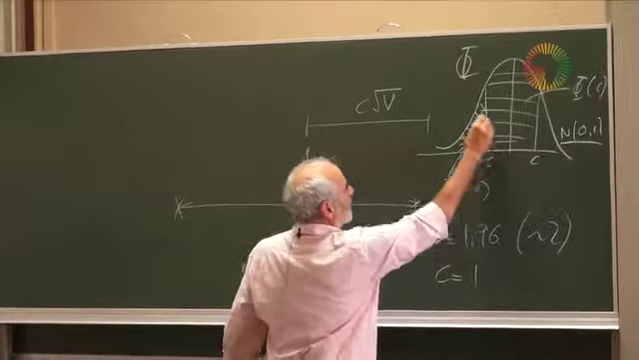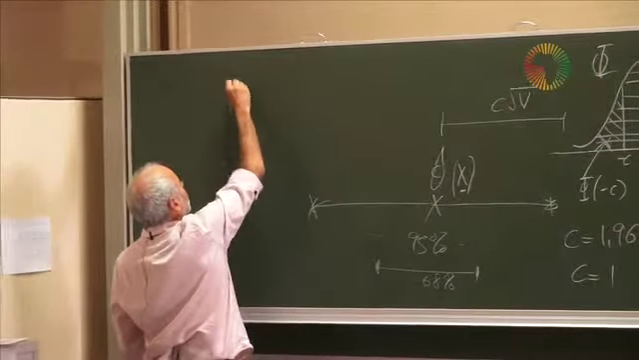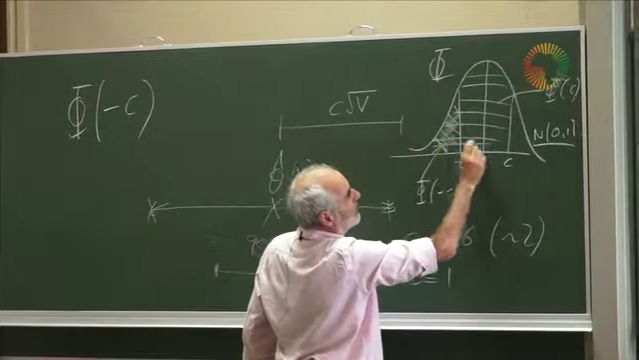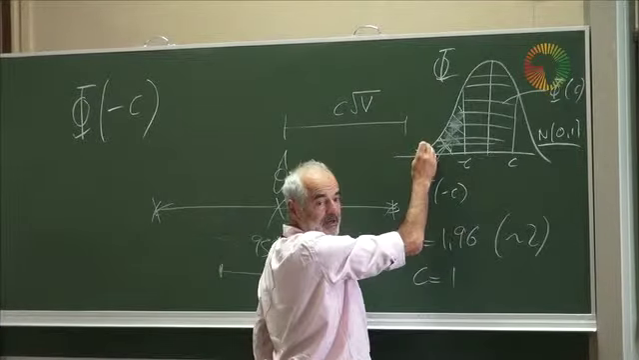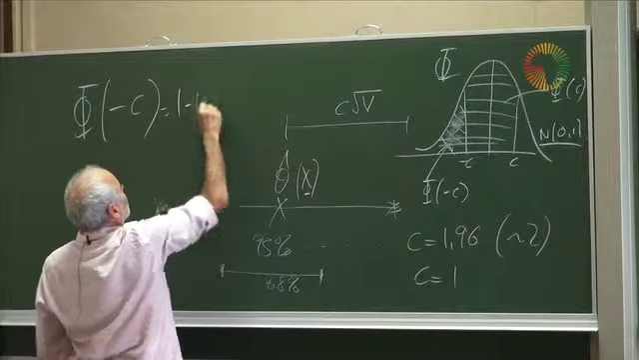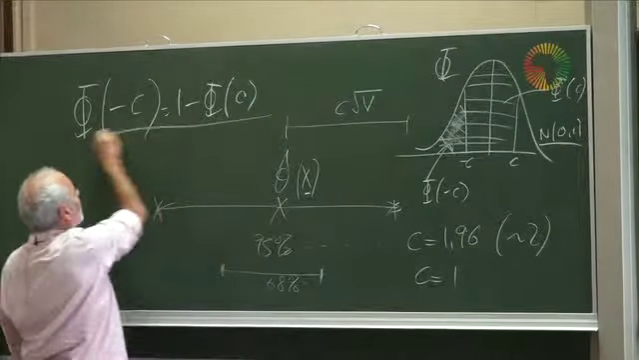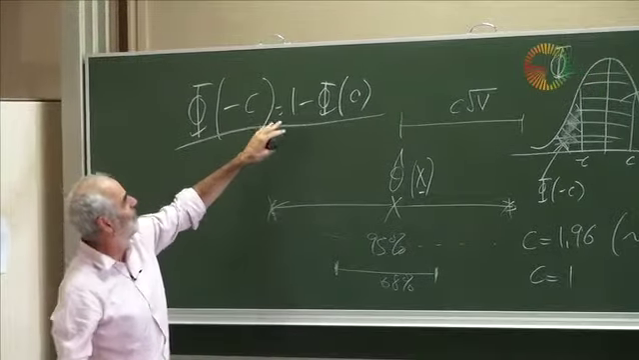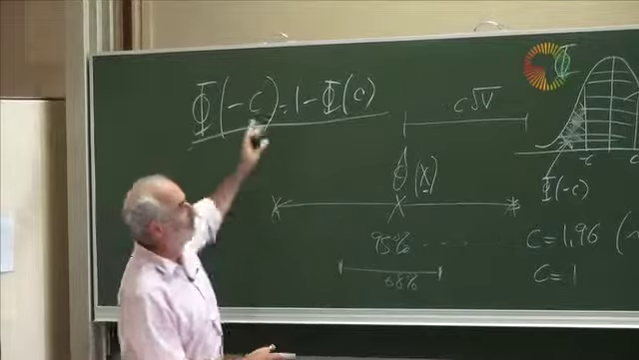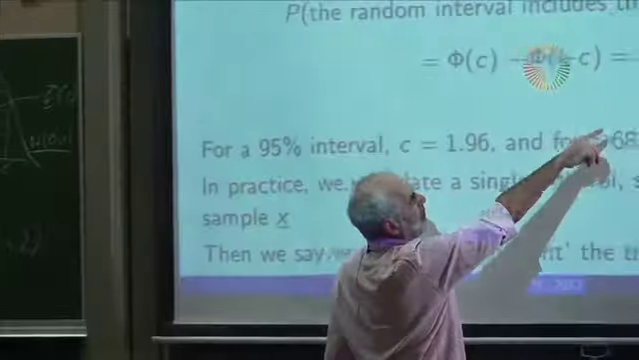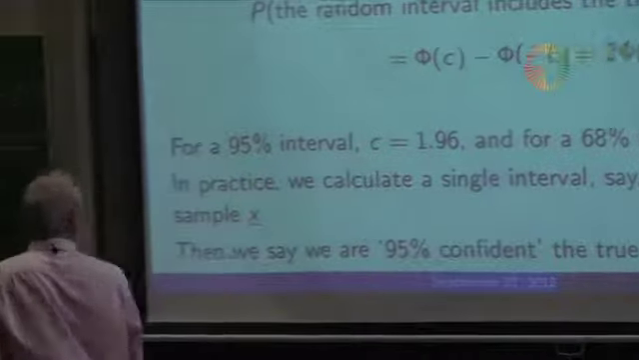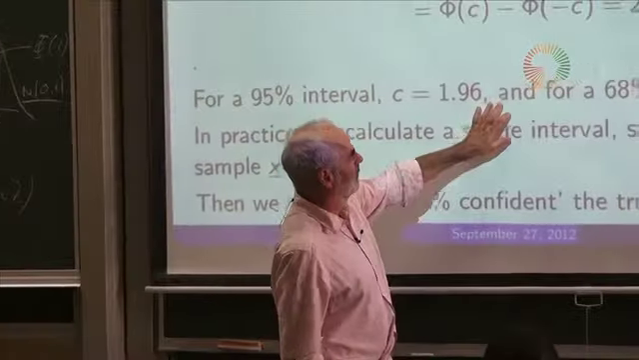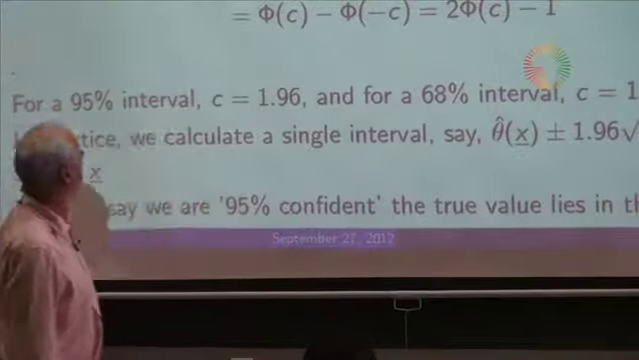And so phi of minus c, this is a good thing to remember, which is this small area there, is 1 minus that area. I always have to draw it to remember this. Really useful: phi of minus c is 1 minus phi of c. So then we can immediately just plug that in, and we get 2 phi c minus 1. Okay, so for a 95% interval, c equals 1.96. For a 68% interval, c equals 1.